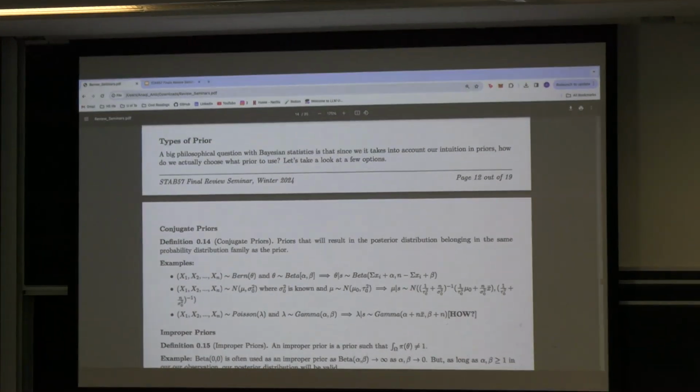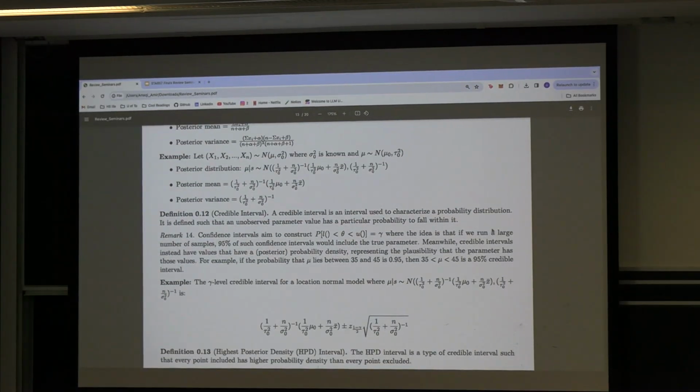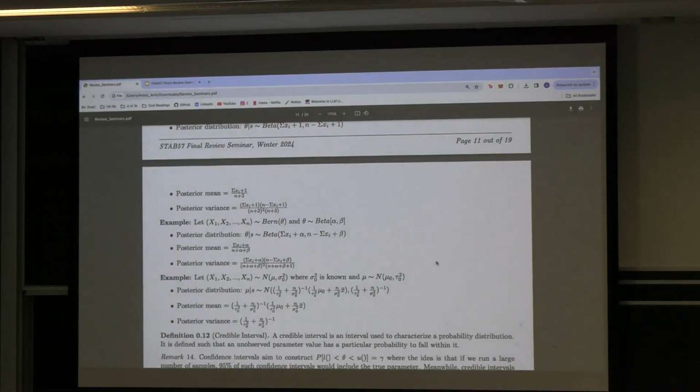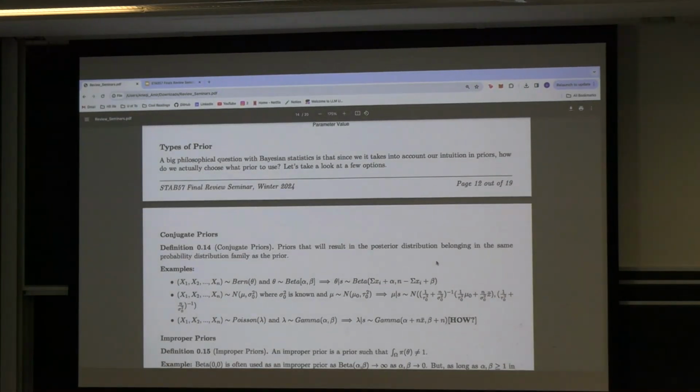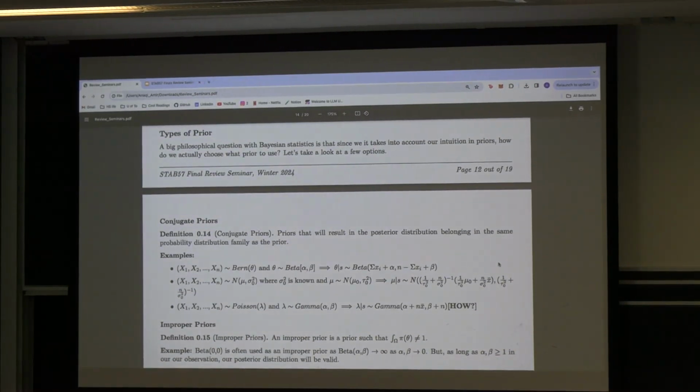And then finally, we are going to go through some types of priors. But before that, any questions about intervals or the distribution itself? No? Okay, cool. So the final part of this section is basically the types of priors.